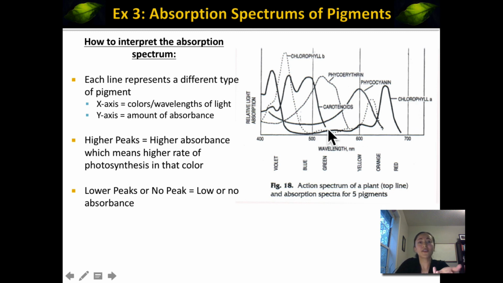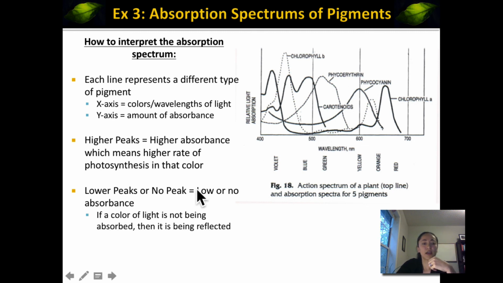Objects appear a certain color because that color of light cannot be absorbed by it and it's just bouncing off of it. So again, if a color of light is not being absorbed, then that means it's being reflected.